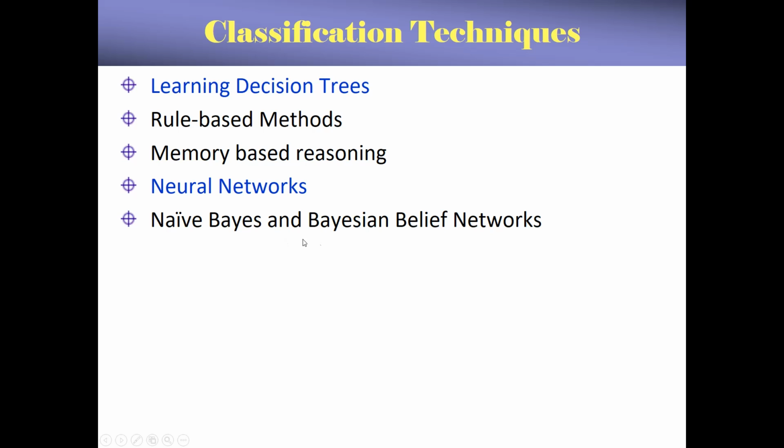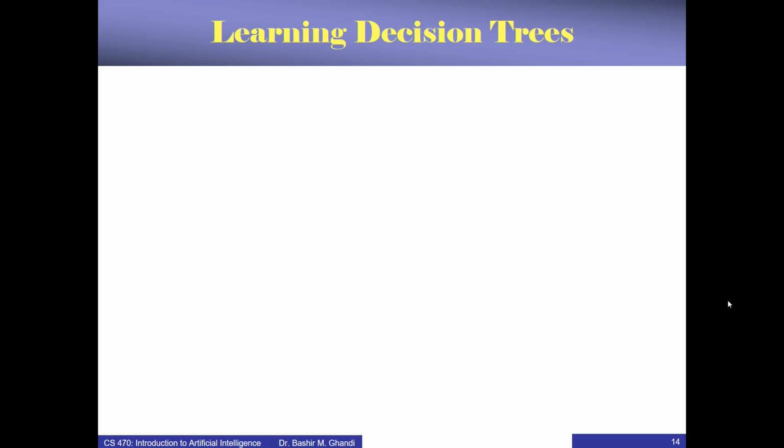Naive Bayes and Bayesian belief networks are other examples of classification techniques. Another popular one is support vector machines. Okay, so these are some of the techniques that are used in classification. Okay, so let us start looking at the first one, therefore, learning decision trees, as the technique we shall learn in this lecture. Learning decision trees.